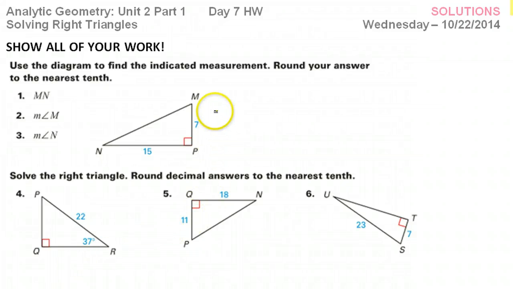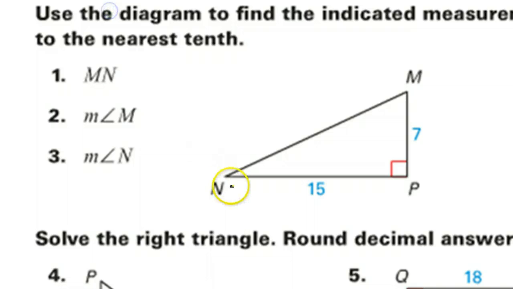Alright, in this lesson we are going to be solving right triangles using the trigonometric ratios tangent, sine, and cosine. And of course solving a right triangle means finding all the unknown sides and unknown angles. Alright, so problem number one, we're supposed to find the hypotenuse MN.